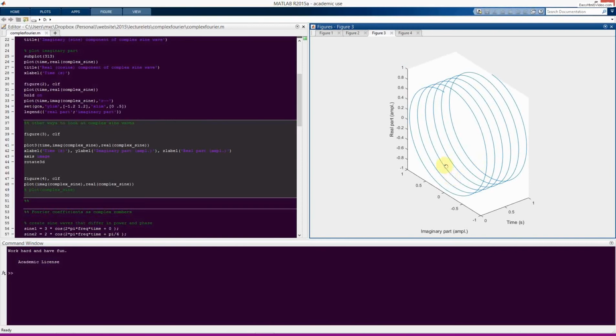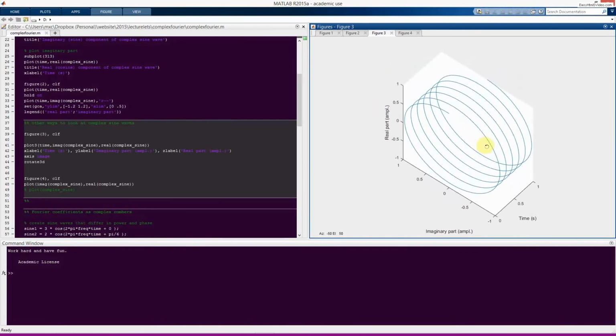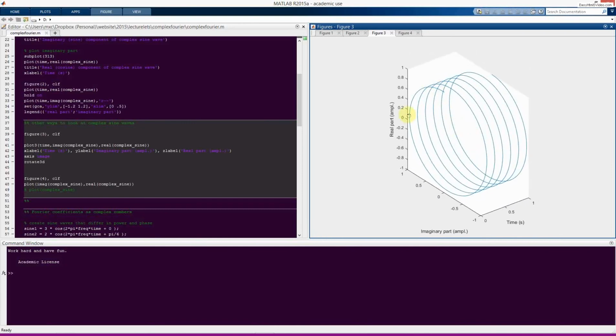So this is what a complex sine wave really looks like. It's a three-dimensional being. It has extension in time, extension on the imaginary plane, and extension on the real plane. So now you can see that this sine wave looks like a slinky. It's sort of spiraling through time.